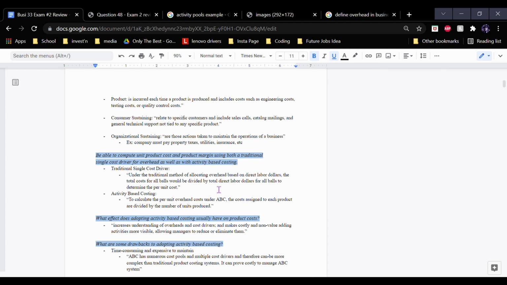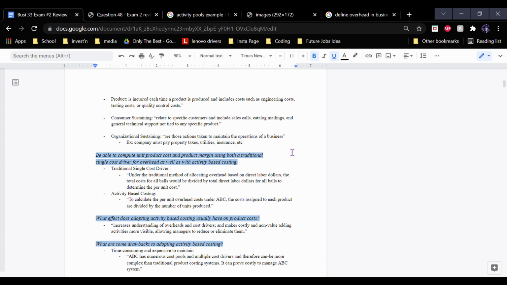Alrighty, next question. Be able to compute unit product cost and product margin, testing both a traditional single cost driver for overhead as well as the activity-based costing. Traditional single cost driver. So as I had researched, under the traditional methods of allocating overhead based on direct labor dollars, the total cost for balls, so a product, would be divided by total direct labor dollars for all products to determine the per unit cost.